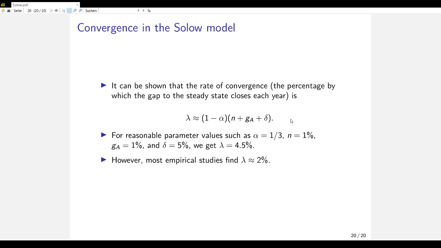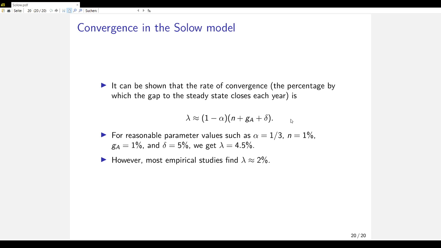However, most empirical estimates are at the order of 2 to 2.5% per year, as I already mentioned before. So we have again the situation that we had with respect to the explanation of cross-country income differences, that the Solow model predicts qualitatively the effect, right? So it predicts a rate of convergence, but this rate of convergence that it predicts is much higher than the rate of convergence we actually find in the data. So from a quantitative perspective, the Solow model does not predict convergence right.